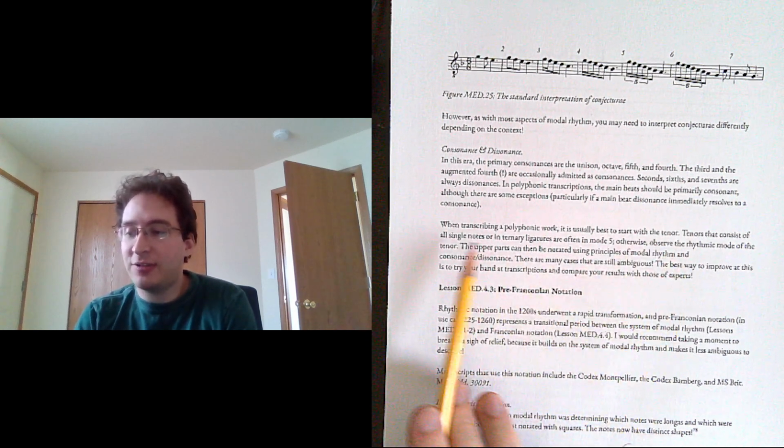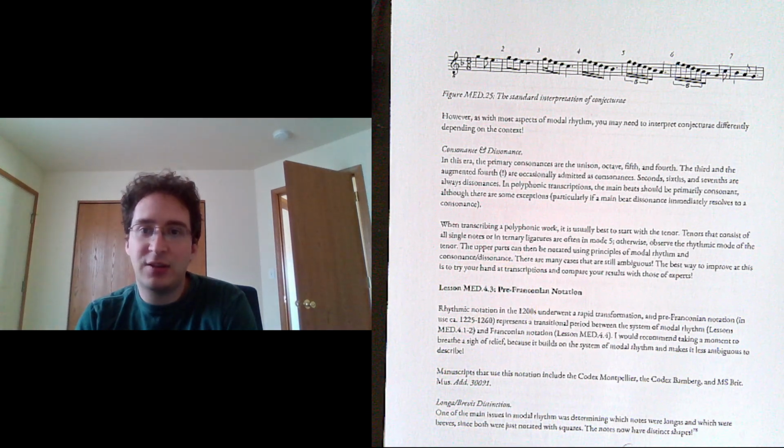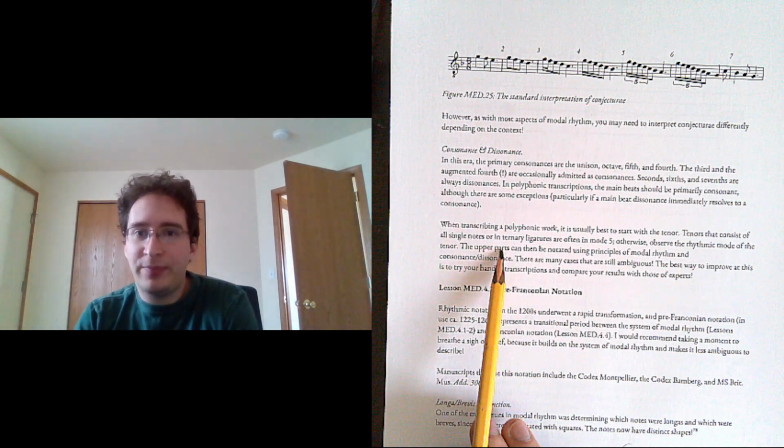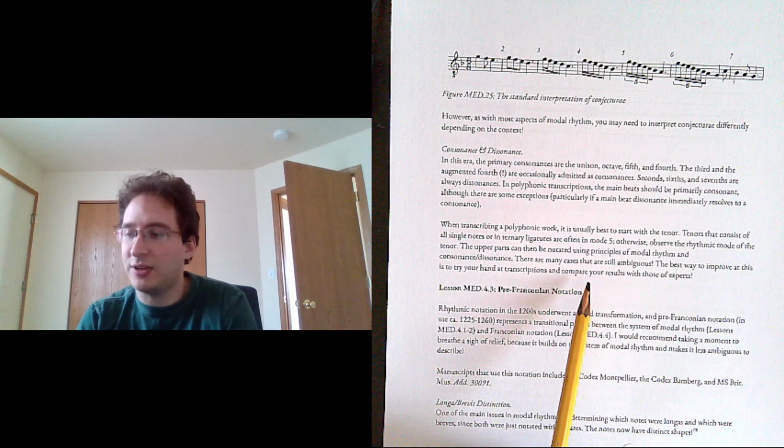So when you're working on transcribing a polyphonic work, it's usually best to start with the tenor. Tenors that are all single notes or in groups of 3 are often in mode 5. Otherwise, observe the rhythmic note of the tenor, figure that out, and then you base the upper parts on the tenor. The tenor is usually the easiest to figure out.